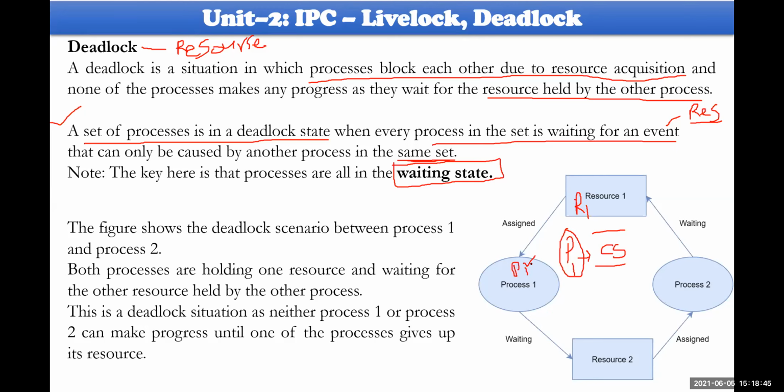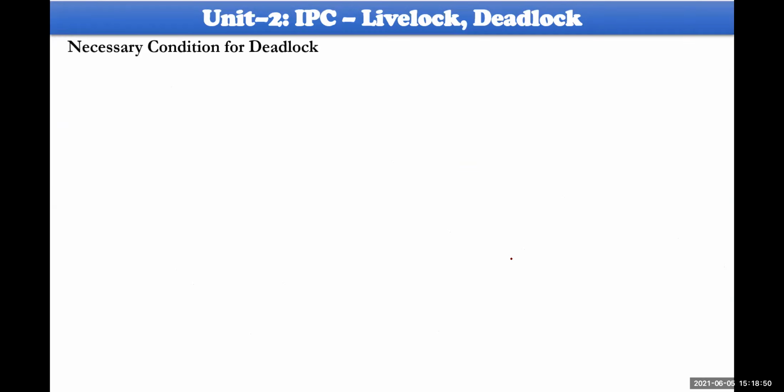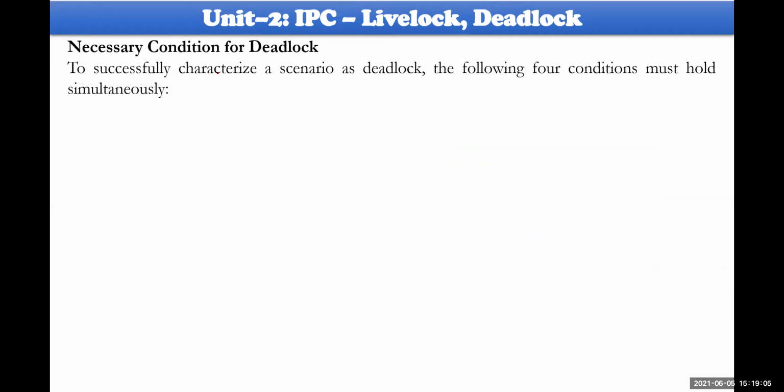Then how can you prevent this? Next slide: necessary conditions for deadlocks. What are the necessary conditions for a deadlock to occur? These conditions must hold simultaneously, not exactly one at once. All these conditions must hold simultaneously, not for exactly one process, but for all processes within the particular system.